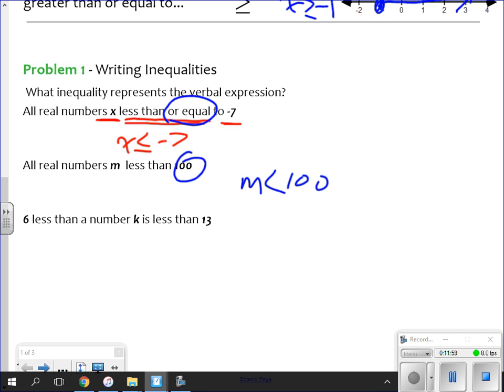Okay. The next one's a little tricky. I have 6 less than the number k is less than 13. This one's a tricky one. Break it down into parts.